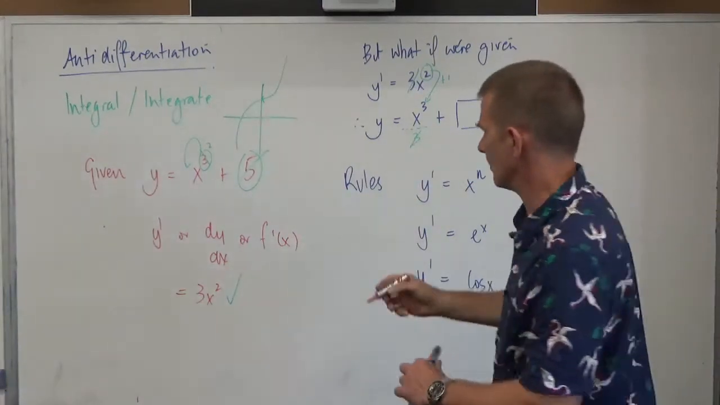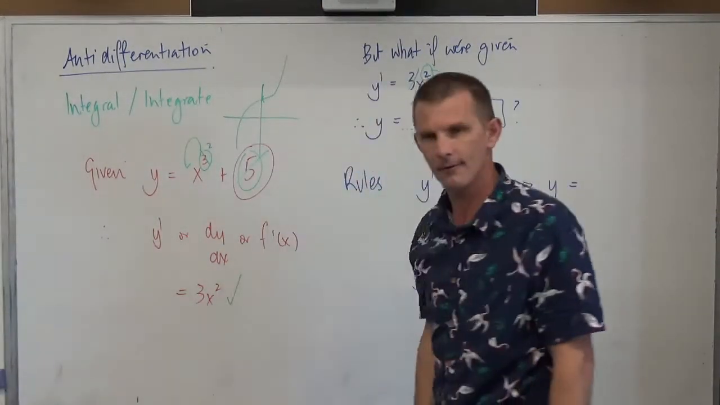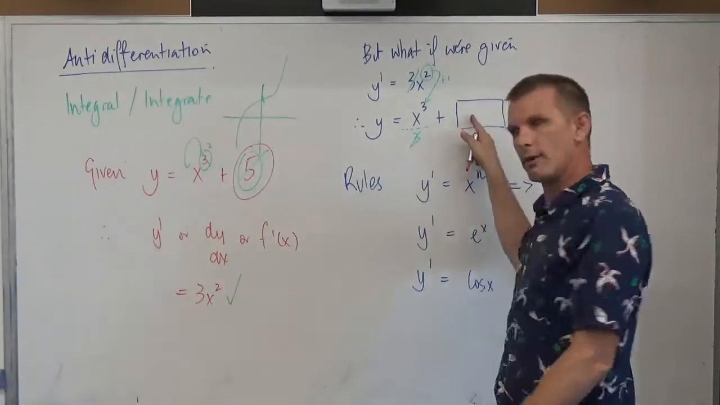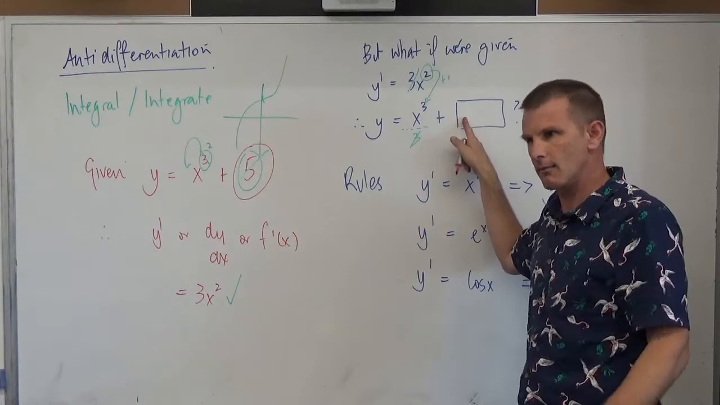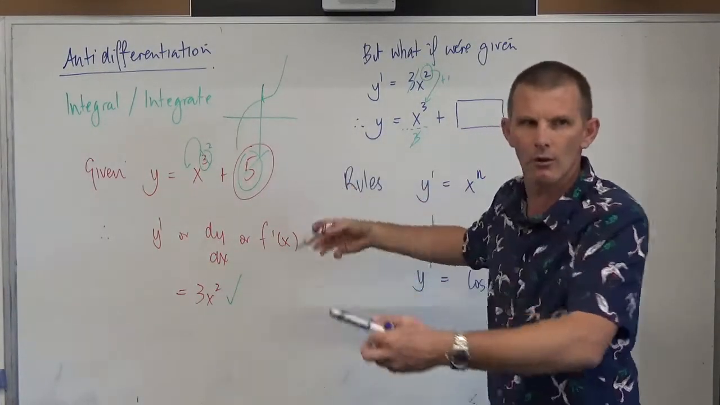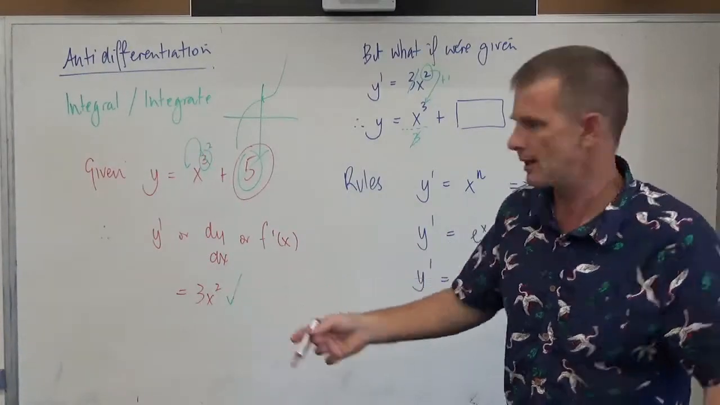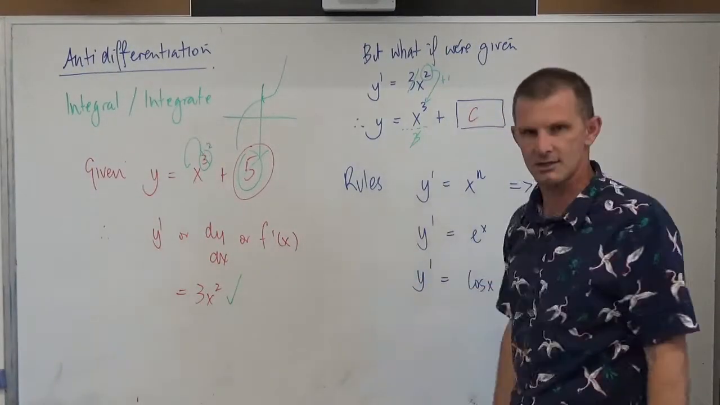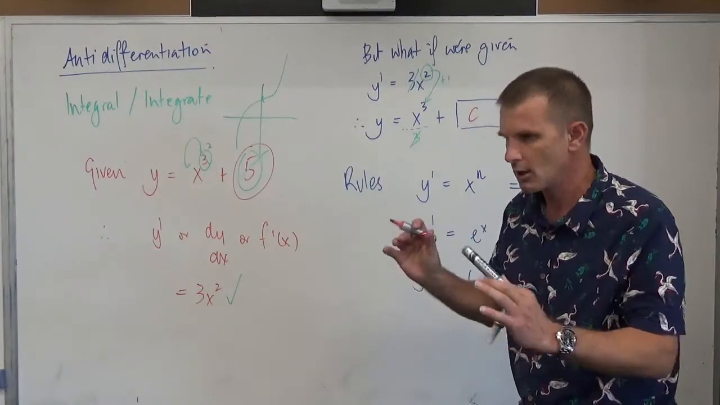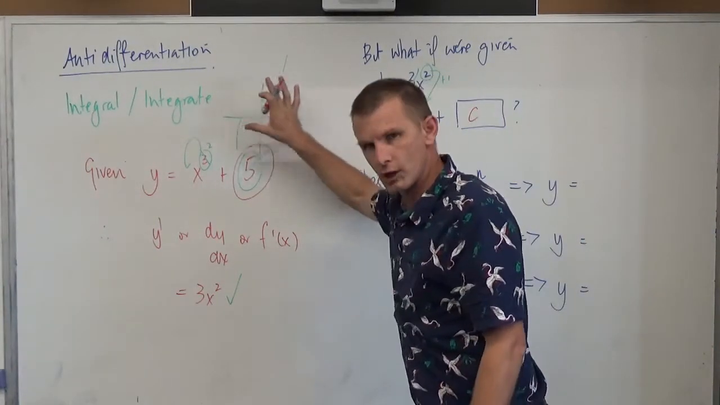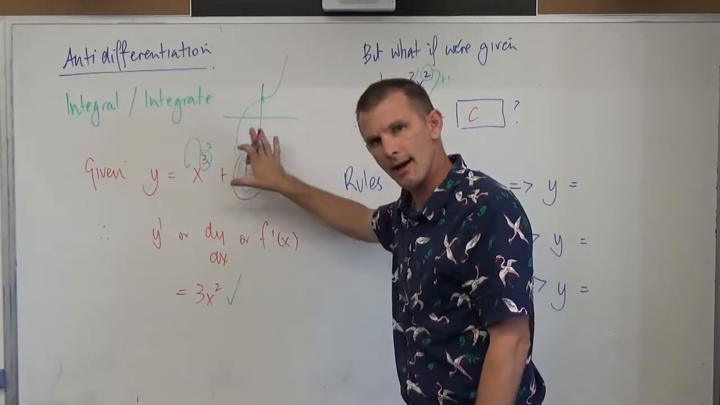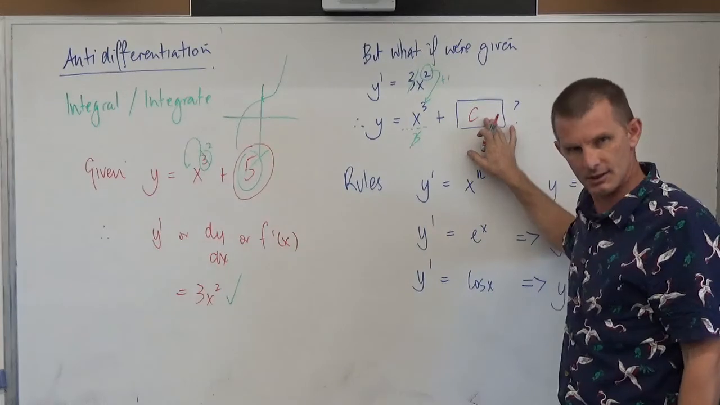But we've got a problem. Remember this guy that dropped off? He moved it up and down, didn't he? Right? So we don't get him back. We can't make it up. We can't say 10, 12, 3, 7. We can't make a guess. So we put what's called plus c on the end. And the c is showing us that we know the general shape of the graph, but we don't know where it is up and down that axis. So we just write plus c.